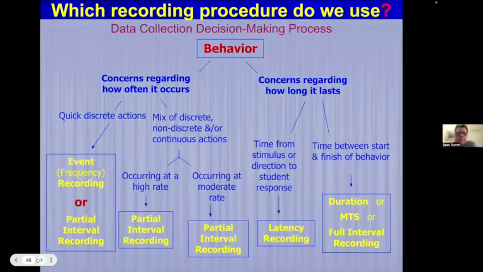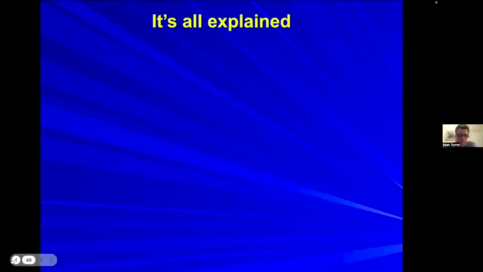So here, when recording, which recording procedure do we use? How often it recurs, how long it recurs. These are most people, oh, sorry.